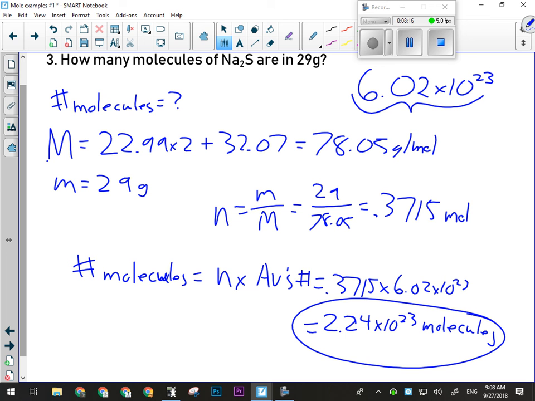So we would have 1 mark for that step, 1 mark for this step, 1 mark for this step, and 1 mark for our answer. 4 marks for that one.